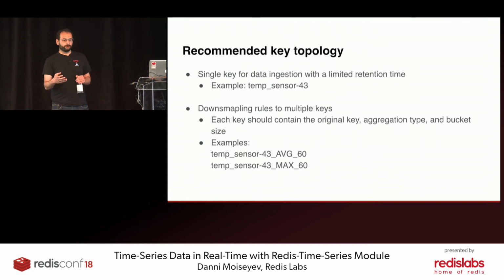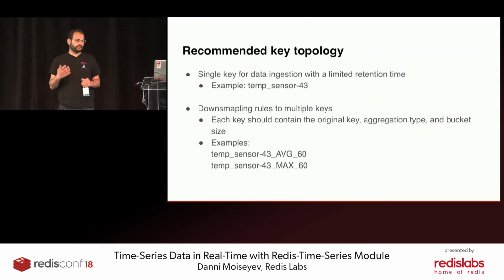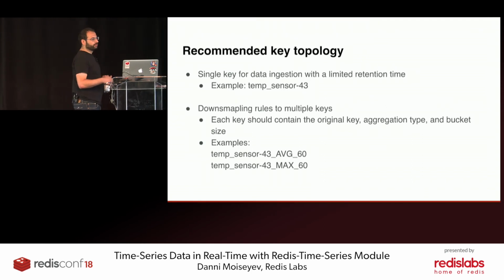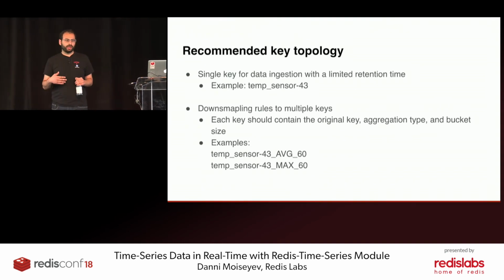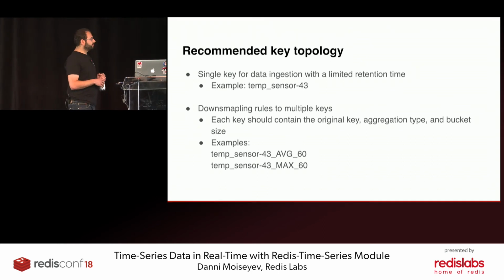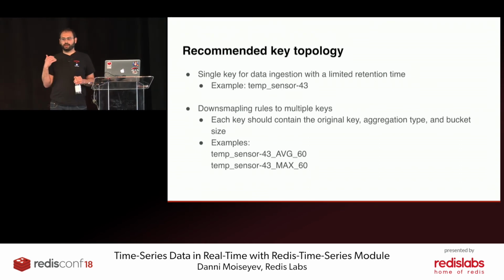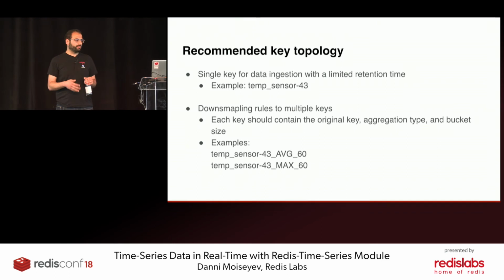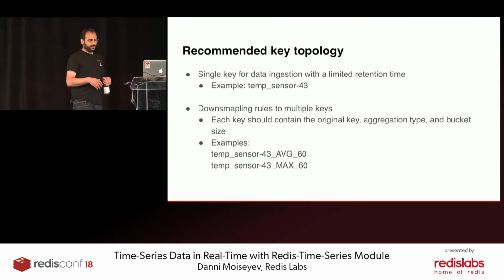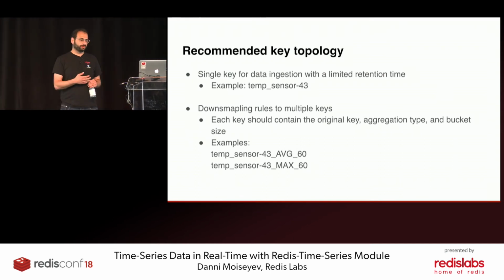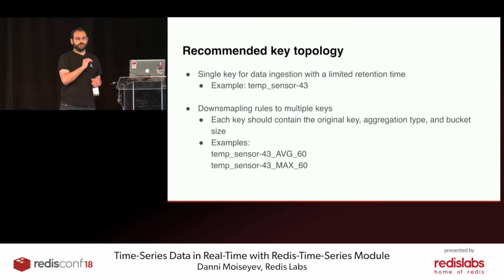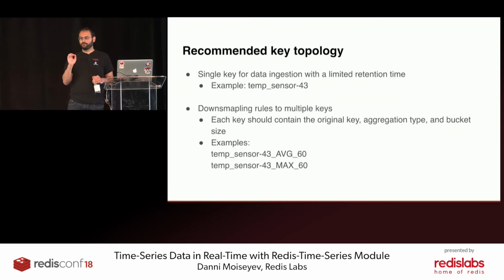When you create a downsample rule, you will probably also want to add that information about the downsample rule to your destination keys. Temp sensor 43 will have two downsample rules. One is average and one is maximum, and they're both 60-second buckets. So you will have two destination keys, and you will encode the aggregation type and the time bucket into the key name. If you use the automatic global configuration, we do that automatically, and this is the same formatting we use: the original key name, underscore, the aggregation type, underscore, time bucket.